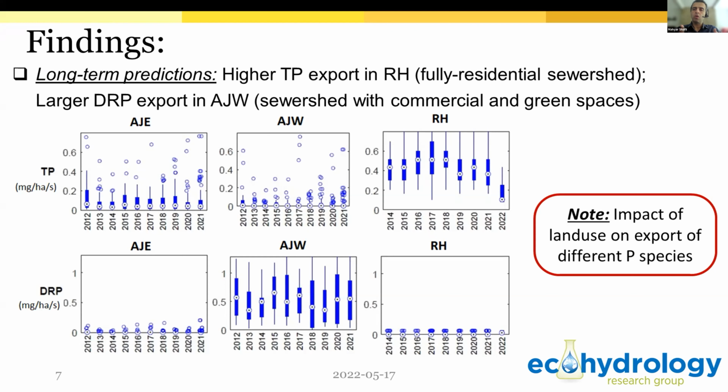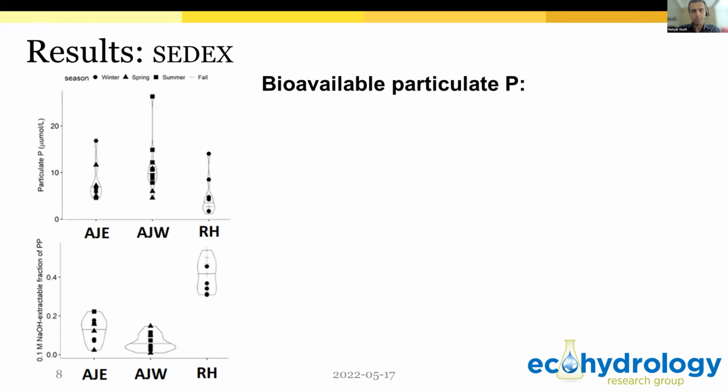However, when it comes to DRP, the readily bioavailable form, Ajax West, which is just the middle panel, had the highest export, and Ajax West is the sewer shed with the highest fraction of commercial landscapes and green spaces. So we see that land use has an influence on phosphorus export and speciation.